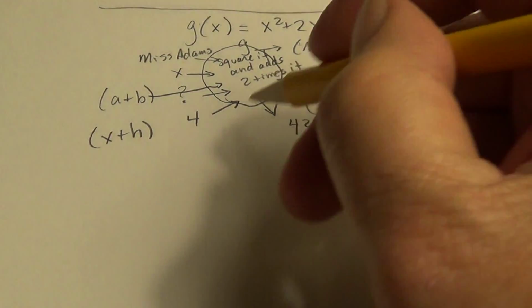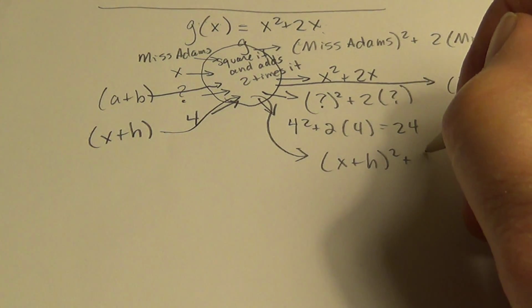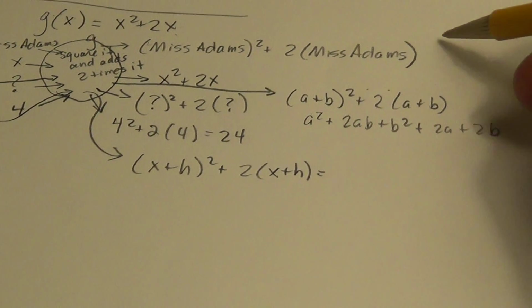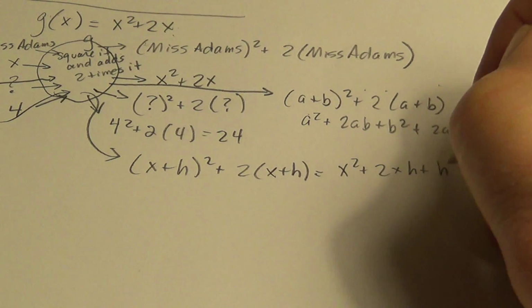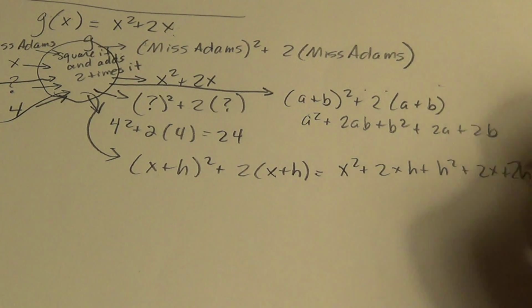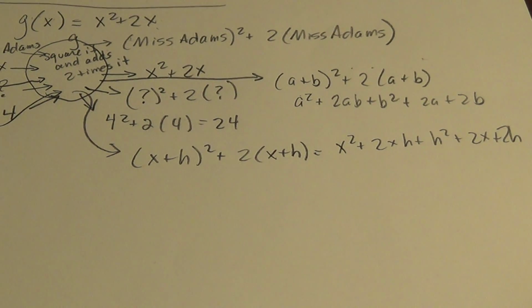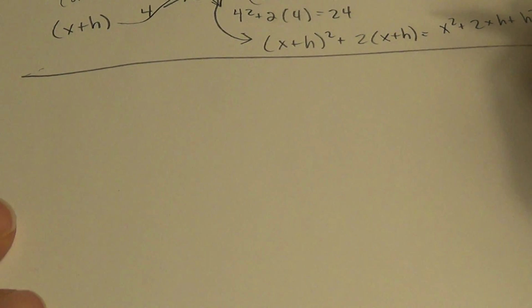And last, what if I put in an x plus h? If I put an x plus h in, this is what comes out: x plus h squared plus 2 times x plus h. And it will follow a similar story that the a plus b followed. So we'll end up with x squared plus 2xh plus h squared plus 2x plus 2h when I algebraically expand that. So, alright, I think we got the idea of a function. You should have come to me with that idea this year, and I just wanted to clarify it for everyone's sake. So, now we're set and prepared to do the difference quotient.